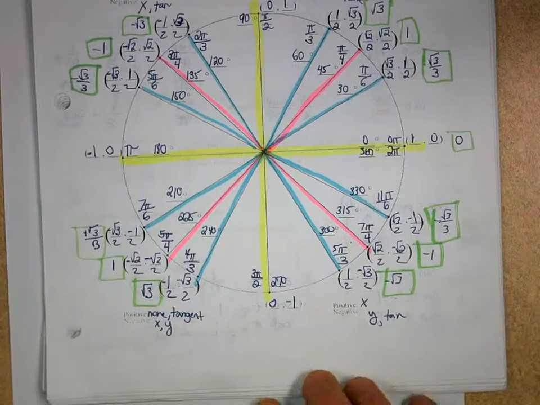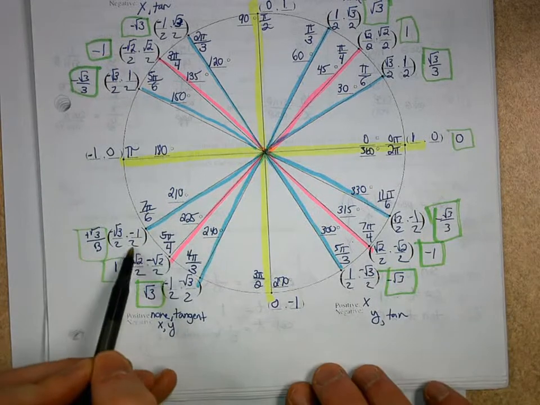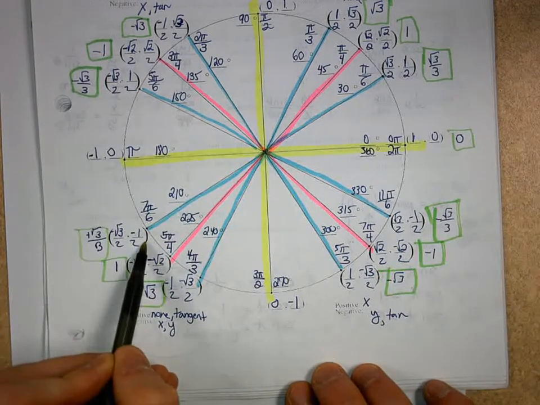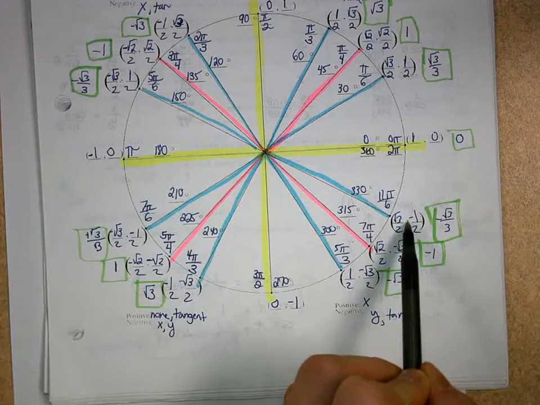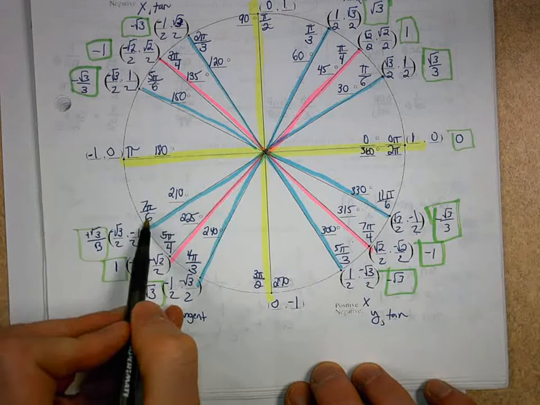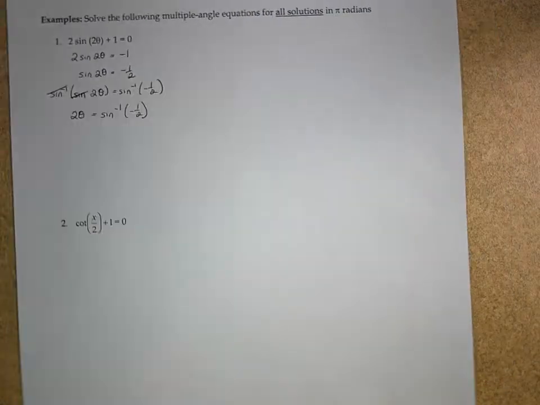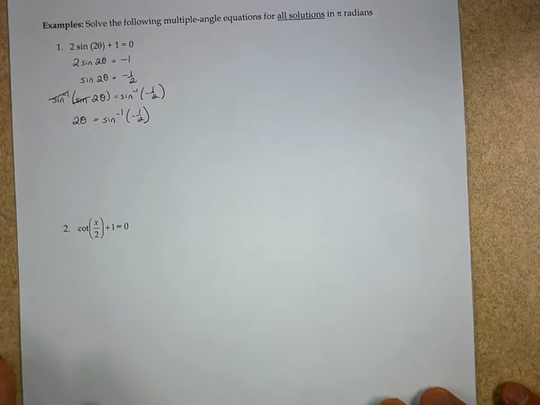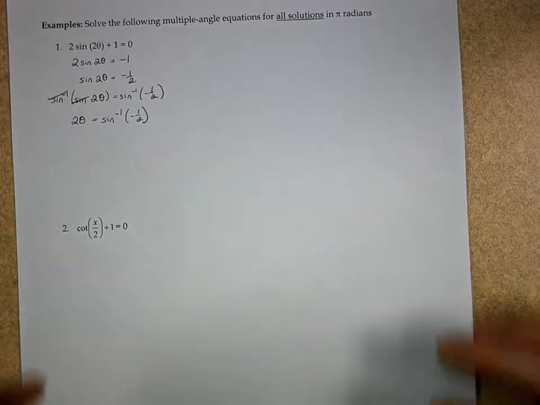There's my unit circle. Sines are the y values. So right here is a negative 1/2 for the y in the third quadrant. Here we've got a sine, or a y value of negative 1/2. So the two angles I'm looking at are 7 pi over 6 and 11 pi over 6. So sine inverse of negative 1/2 is going to be 7 pi over 6 and 11 pi over 6.